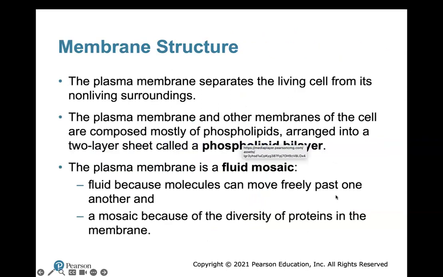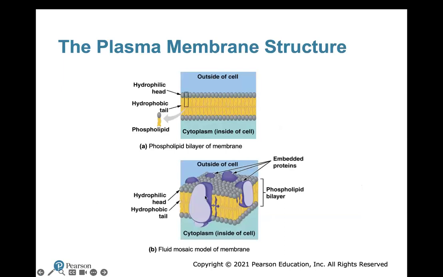So the plasma membrane is what separates the living cell from the non-living surroundings. It's made up of a two-layer sheet called a phospholipid bilayer, and we call the plasma membrane a fluid mosaic model because molecules can move freely past one another, and it's a mosaic because of the diversity of proteins in the membrane. So here we have the lipid bilayer of a membrane and the fluid mosaic model showing the embedded proteins and how structures will freely move through it.